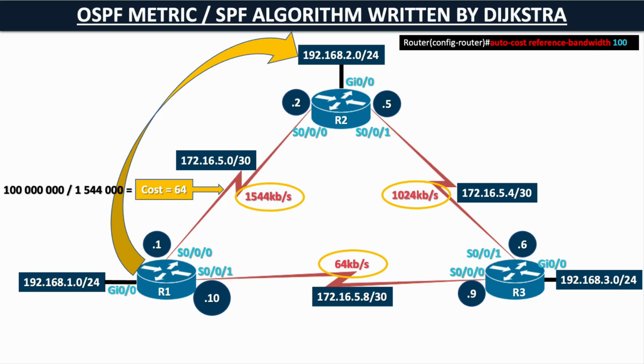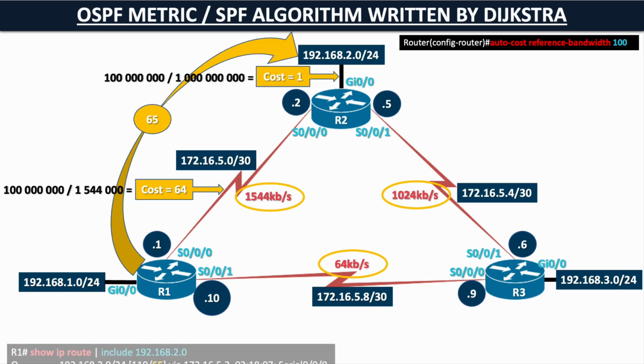Now, we will calculate the cost of the link between router 2 and the 192.168.2.0 network. It's a gigabit Ethernet link. The calculation is 100,000 divided by 1,000,000, which is 1. The cost from router 1 to the network behind router 2 will be 64 plus 1, resulting in a total of 65.